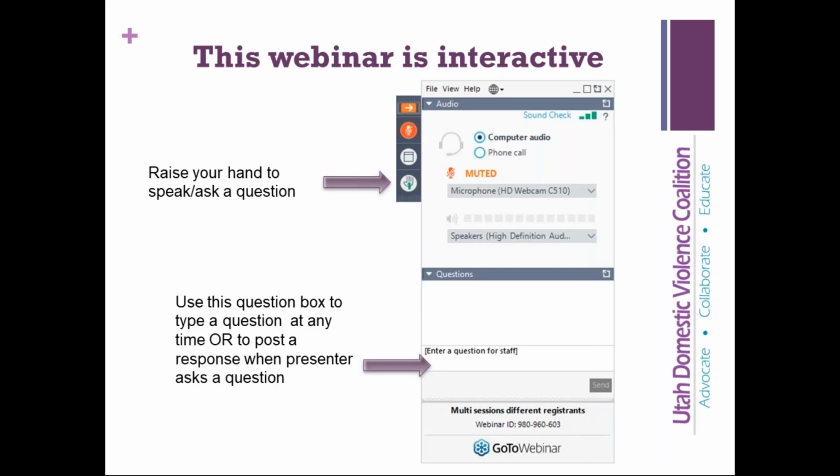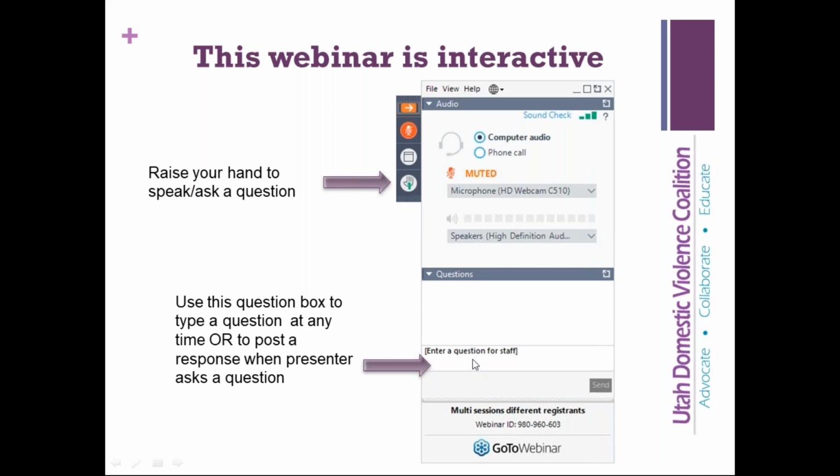If you notice, you have some controls on the right-hand side of your screen. They're going to look very similar to what you see on the screen here. This little hand with the green arrow under it is the raise your hand button. Click that to raise your hand, and I'll get a notification, and I will be able to either unmute your microphone so you can speak and ask questions that way, or I can answer the question that you submitted.